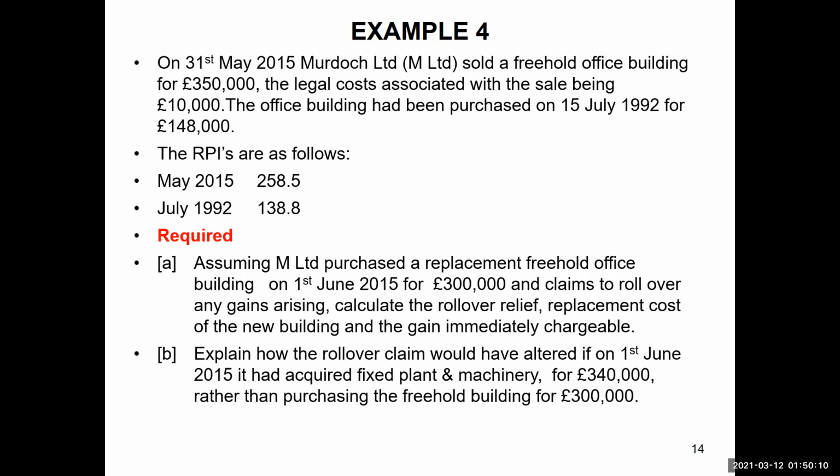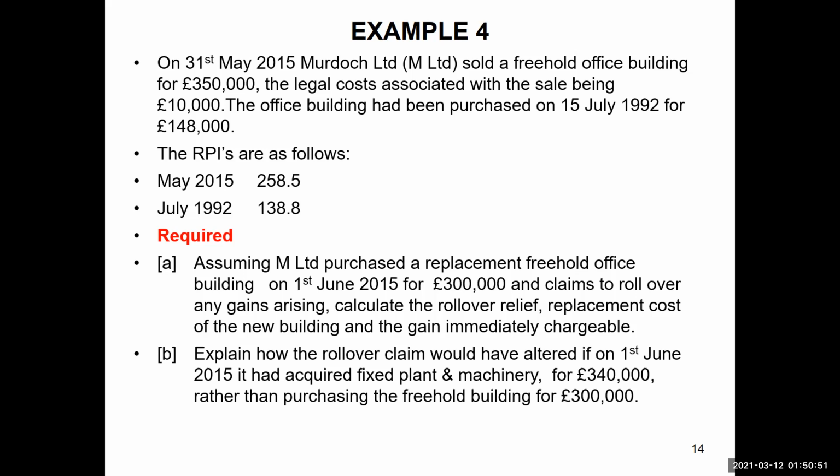Required. Assuming M Limited purchased a replacement freehold office building on 1st June 2015 for $300,000 and claims to roll over any gains arising. Calculate the rollover relief, the replacement cost of the new building, and the gain immediately chargeable. Now, explain how the rollover claim would have changed if on 1st June 2015 it had instead acquired fixed plant and machinery for $340,000 rather than purchasing the freehold building for $300,000. Let's do the analysis.